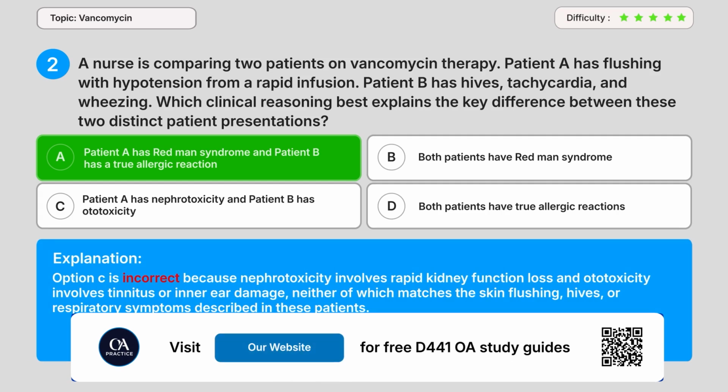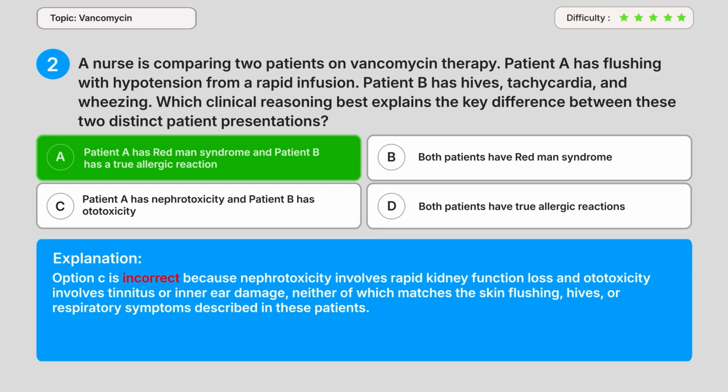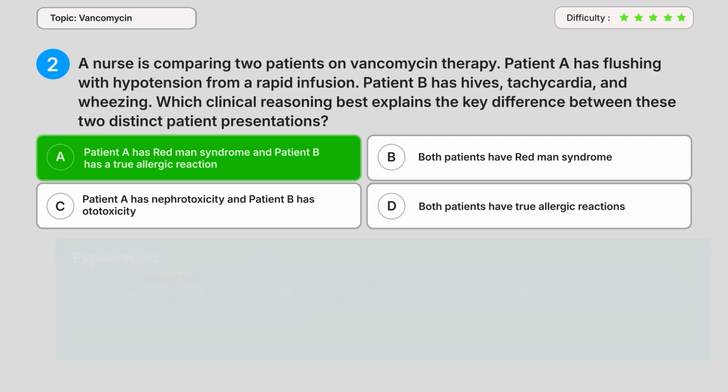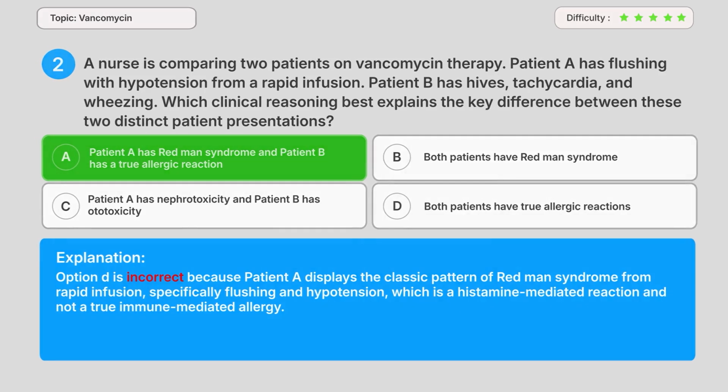Option C is incorrect because nephrotoxicity involves rapid kidney function loss, and ototoxicity involves tinnitus or inner ear damage, neither of which matches the skin flushing, hives, or respiratory symptoms described in these patients. Option D is incorrect because patient A displays the classic pattern of red man syndrome from rapid infusion, specifically flushing and hypertension, which is a histamine-mediated reaction and not a true immune-mediated allergy.